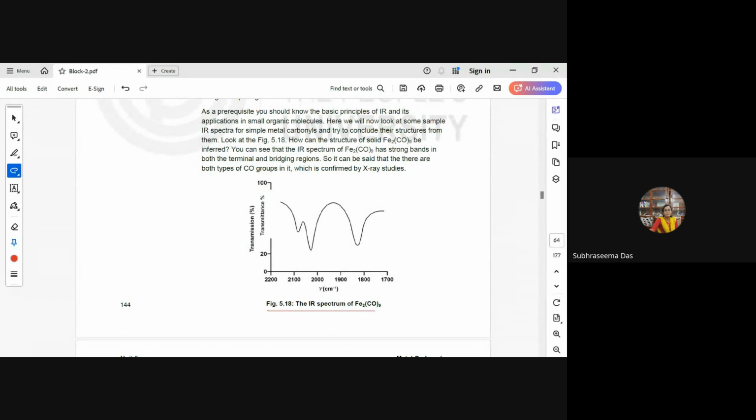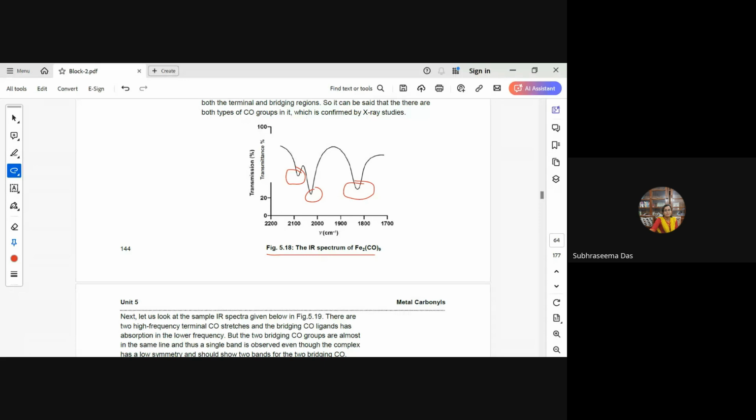In figure 5.18, we show the IR spectra of Fe2(CO)9. So it has strong regions. We can find that it has three strong peaks in this region, and it indicates the presence of both terminal and bridging CO. And this was further confirmed from different X-ray studies.